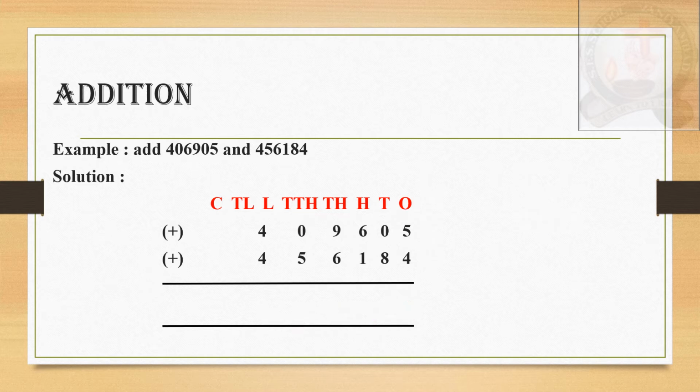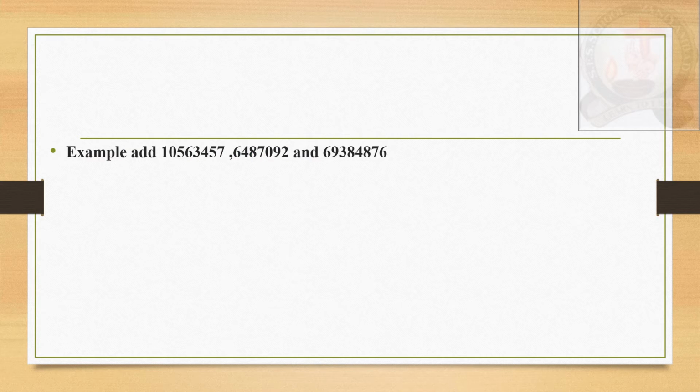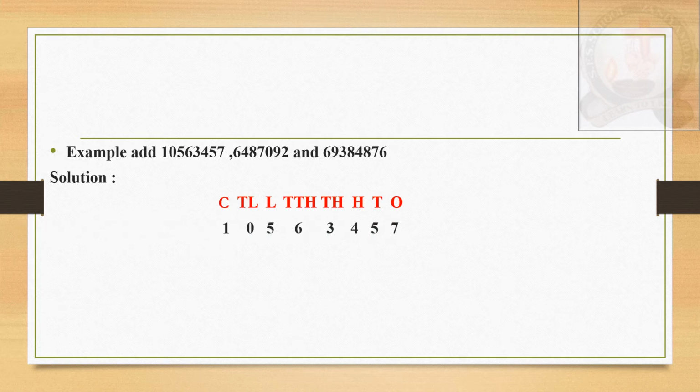Shall we go for the next example? This time we have 3 numbers. In the same way, it is given in the row method. First let us write in the column method. In the solution part, first write the place values, which you have already learned: crore, 10 lakh, lakh, 10,000, 1,000, 100, tens, ones. Next, write the 3 numbers according to their place values.